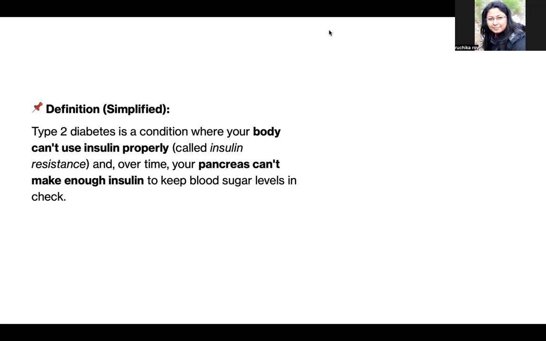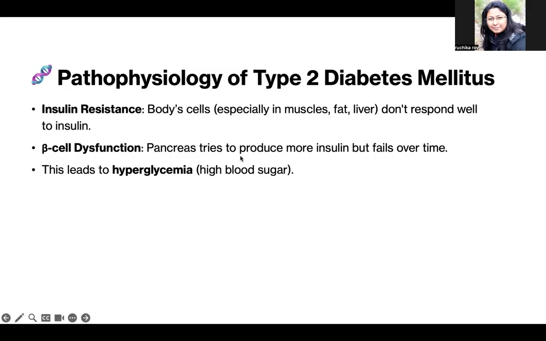Okay, so body can't use insulin properly, and over time what happened, the pancreas can't make enough insulin to keep the blood sugar level in check. Okay, so this is a very simplified definition. Now let's move to the another slide.